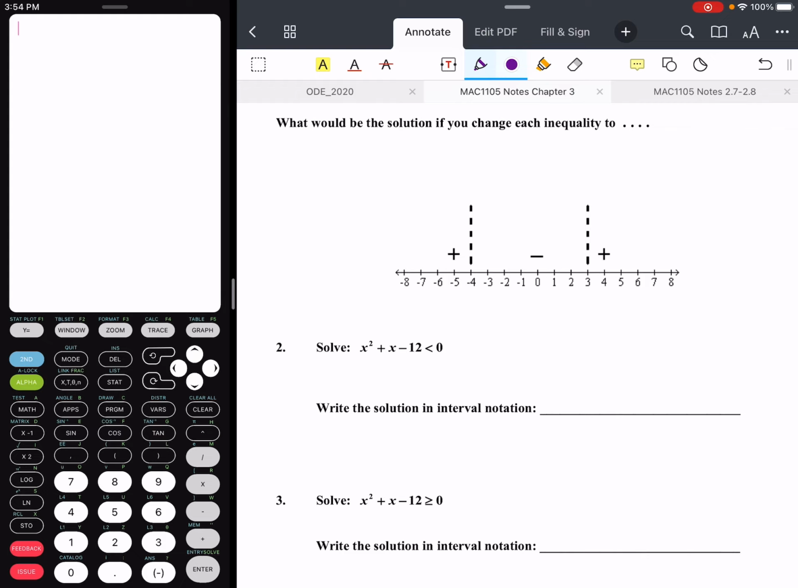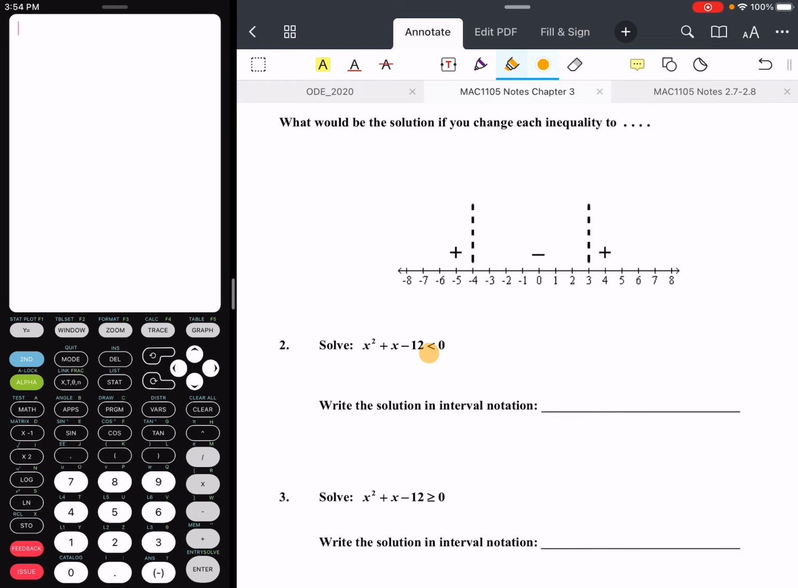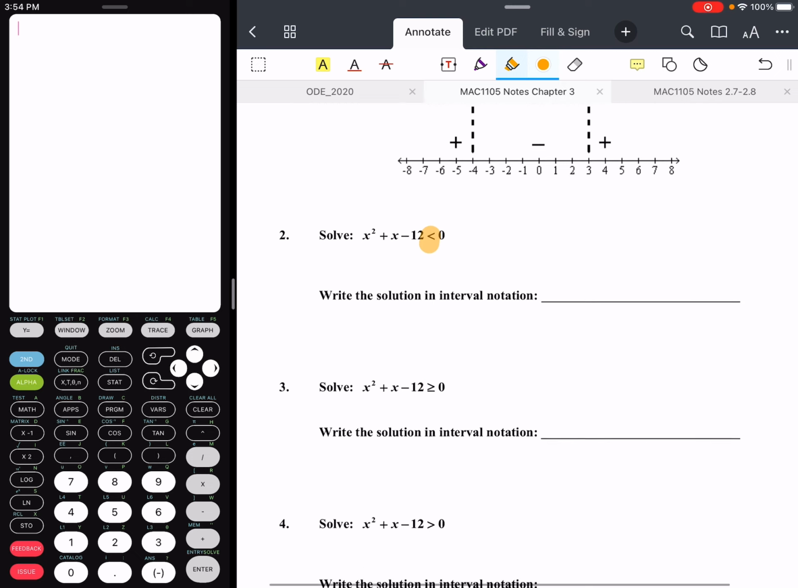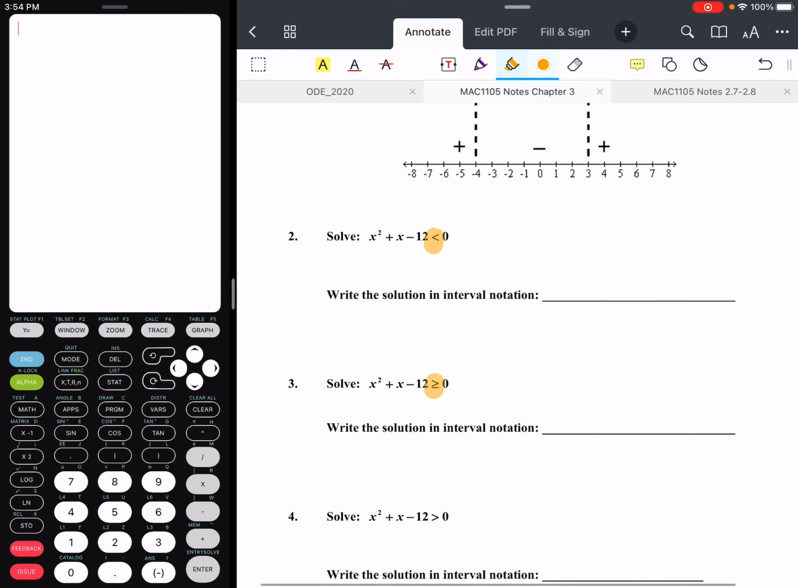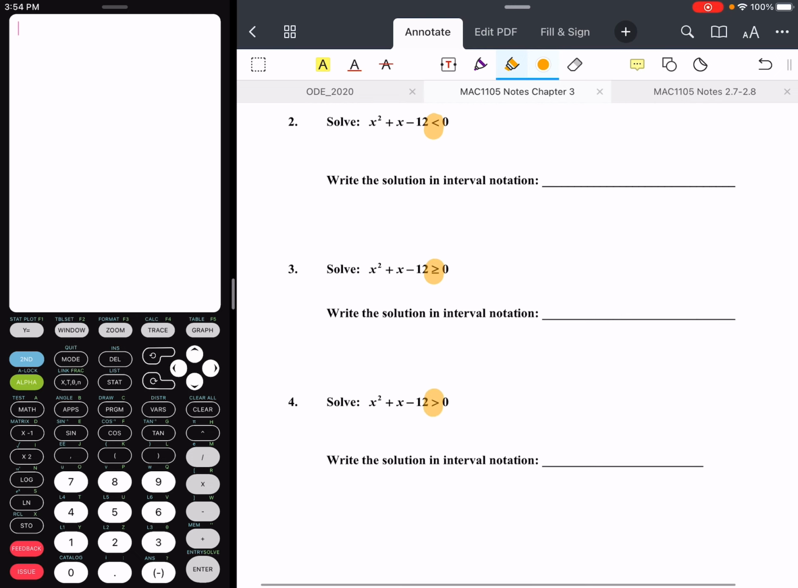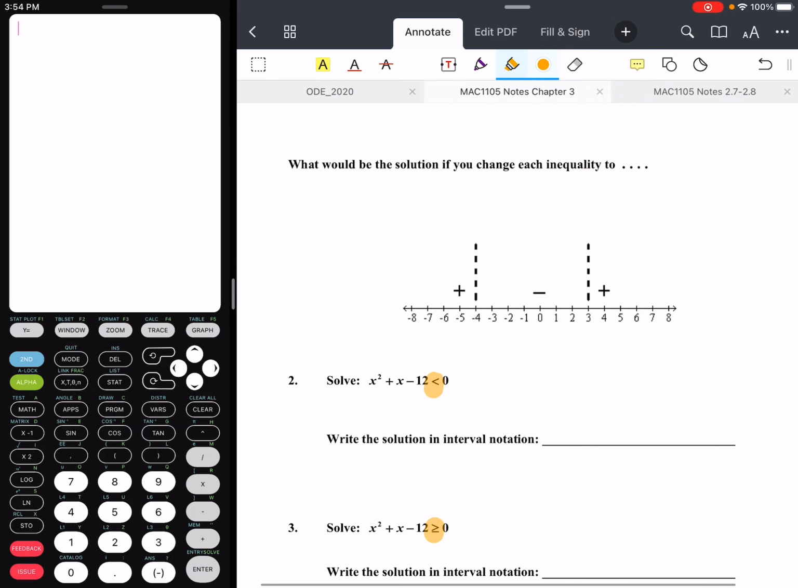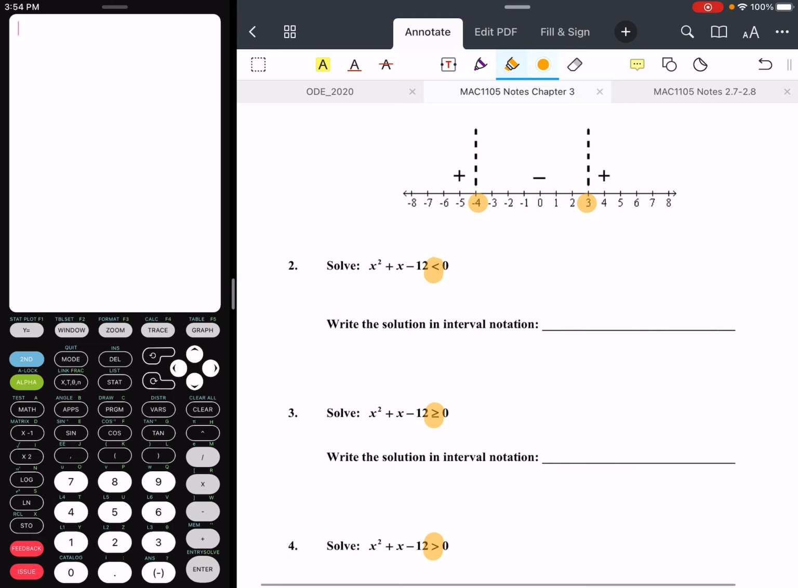Now, we're looking at the same expression, x squared plus x minus 12. That's the same thing we did in number 1. But now all we're doing is changing the inequality, right, to less than 0, to greater than or equal to 0, and to greater than 0. So remember our sign chart from before. We found our boundary values, -4 and +3. We used our test points. We got positive, negative, positive, that alternating pattern in our sign chart. So let's write out our solutions in interval notation.